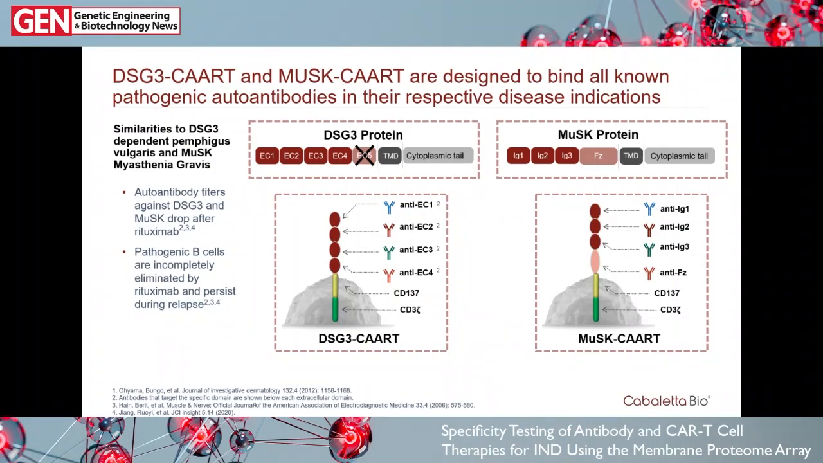Here, what we have done is that we've utilized the first 4 domains of DSG3 as a targeting domain along with 4-1BB and CD3 signaling. EC5 was eliminated because it's been shown in the literature that EC5 antibodies tend to be non-pathogenic. However, for MuSK, we actually utilize the full ECD as a targeting domain. So both of these CAARs can now specifically target autoantibodies against DSG3 and autoantibodies against MuSK.